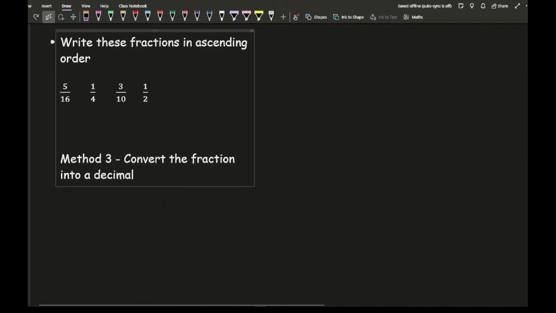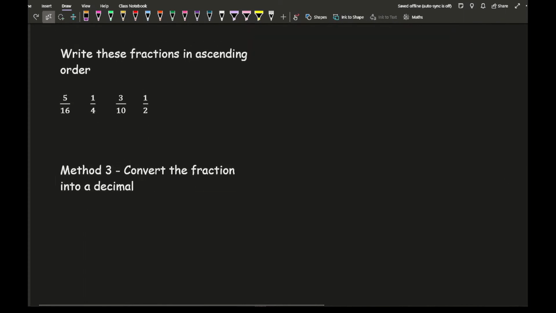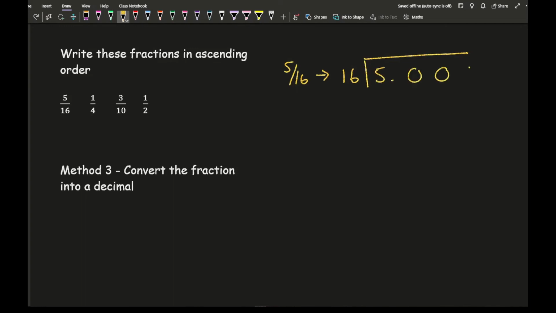Then moving on to our third one, and again depending on your division skills, this is where you convert the fraction into a decimal first. So here we've got 5/16. Now when you are converting fractions to decimals, always make sure the denominator goes outside your bus stop and the numerator goes inside the bus stop. So what you want to do is, now here we're doing a bit of long division, because obviously we've got a 2-digit number. So how many 16s going into 5?